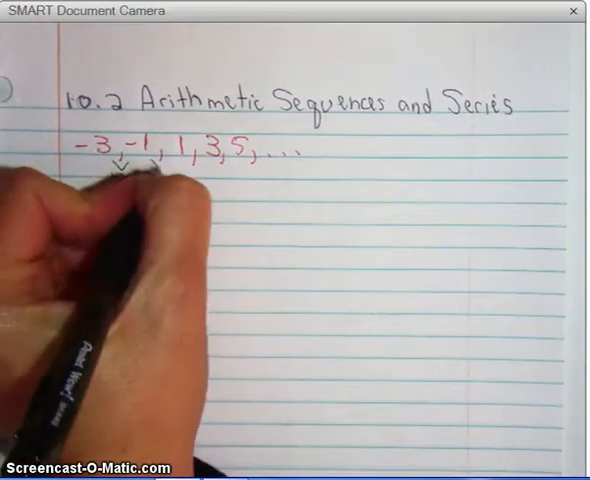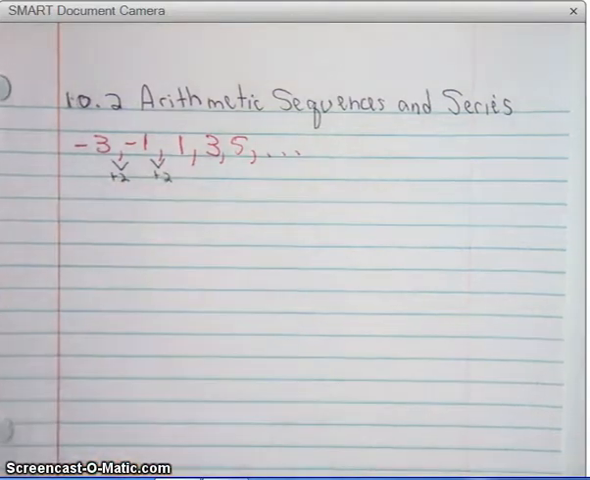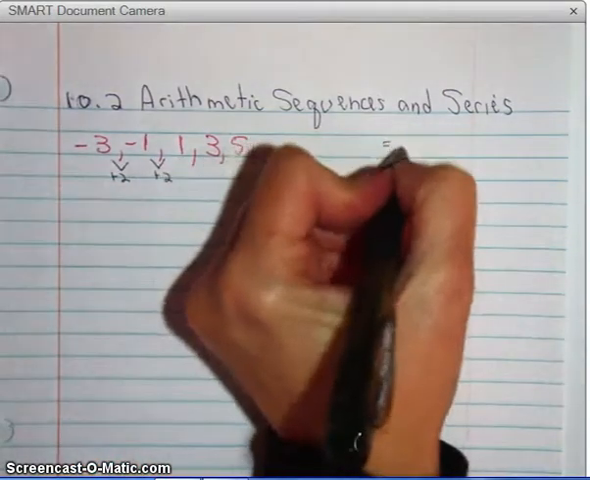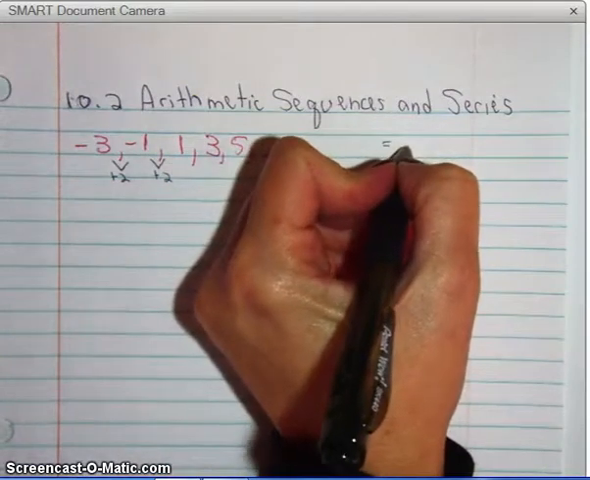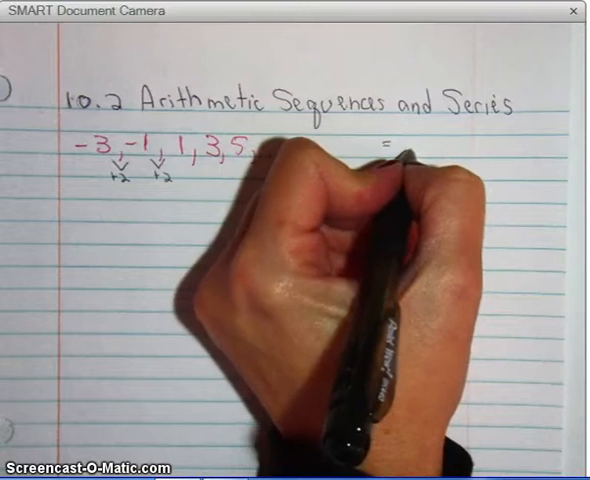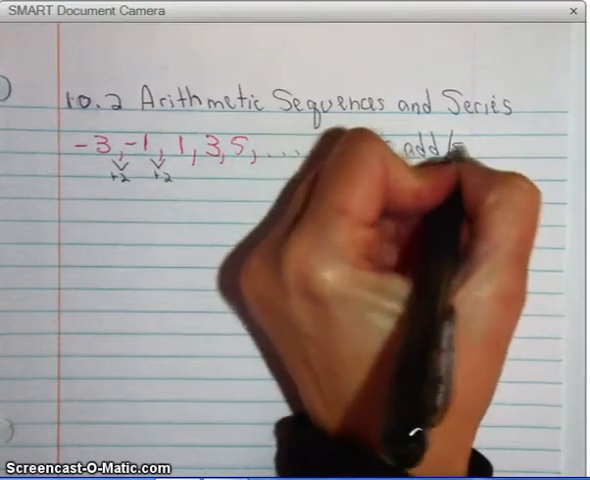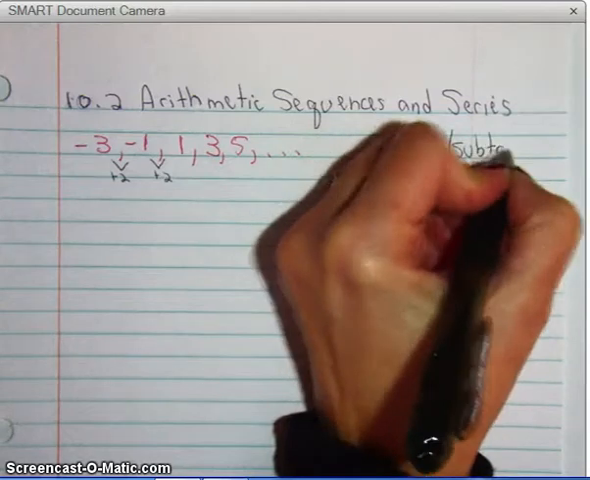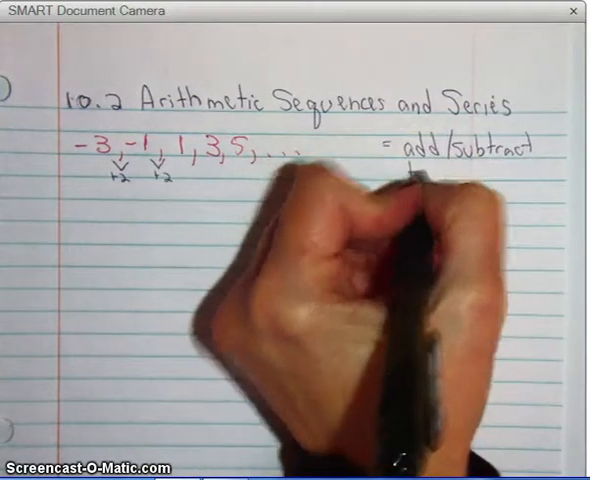+2. So what makes something arithmetic is when you, go ahead Max. Have like a reason why the numbers are in a sequence. Right, and what are you doing every time to get the next number? Adding. Yes. So it's when you add or subtract to get the next term.